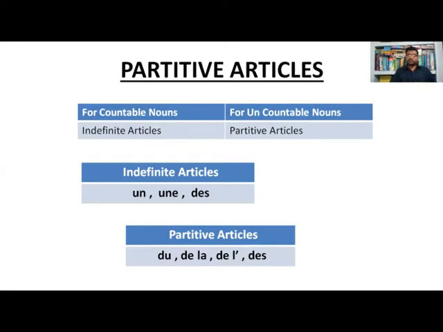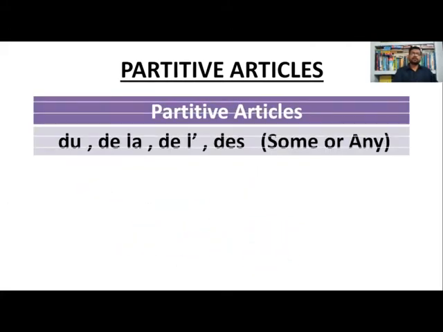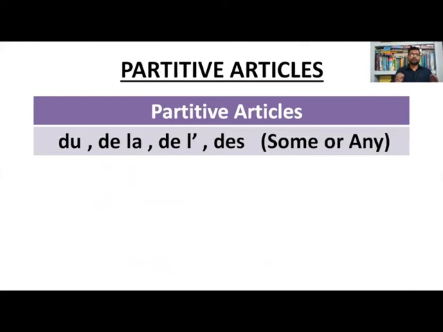Basically, these partitive articles we are using here, du, de la, de l', des, give the meaning of some or any. When the noun is uncountable, like water, rice, chocolate, milk, we say some water, some rice, some chocolate, some milk. For this, we use the article, and the article is very important to put with the noun in the French language.